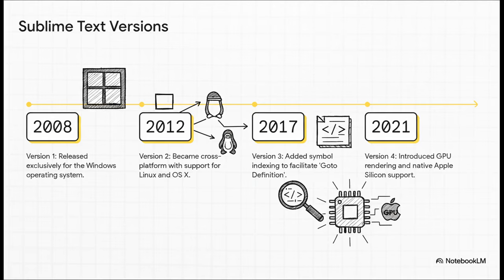Then, in 2017, version 3 got a whole lot smarter with symbol indexing, which was a huge deal for navigating big, complex projects. And that brings us to 2021, when version 4 came roaring in, completely modernizing its engine for the powerful hardware we all use today.